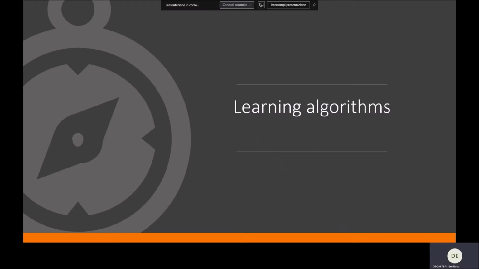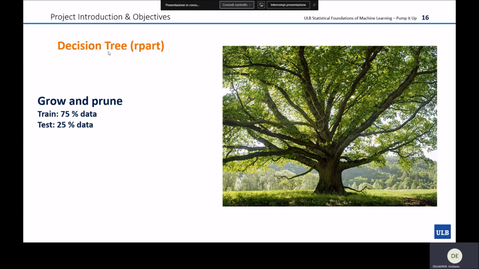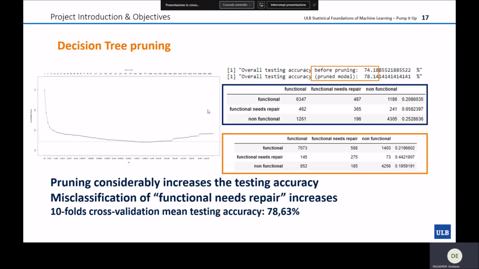Concerning the learning algorithms, here is what has been implemented. We started with a decision tree with the package rpart, and this is how we decided to split the data: 75% of the data was dedicated to the train set, while the rest to the test set. And here are the results.